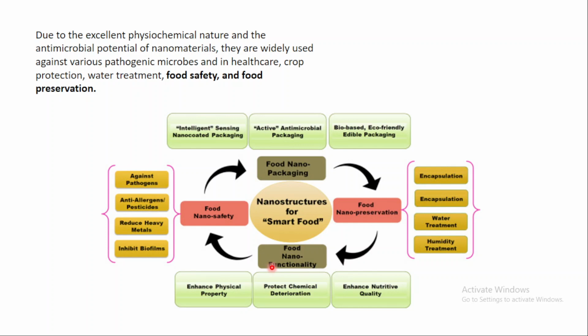So, there is a process called fortification in which general products or general food items that the public consumes are fortified, or vitamin enriched or probiotic enriched food now. So fortification can be done with the help of nanomaterials also. So food nano safety will cover food nano safety against pathogens, allergens, and pesticides, reduce the heavy metal contamination, and inhibit biofilm. So these are some major functionalities that nanostructures can provide.